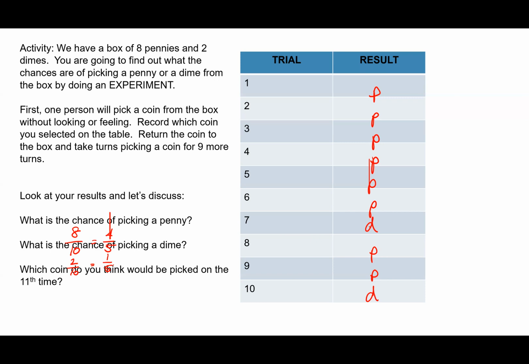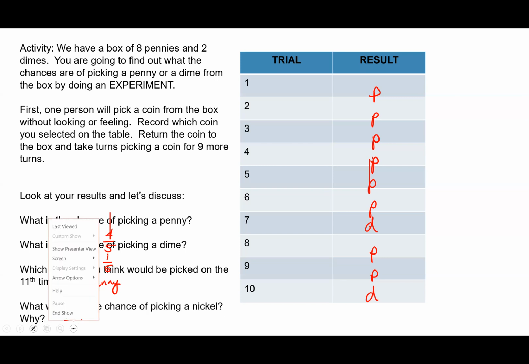Good. What coin do you think would be picked on the 11th trial based on our probability? A penny. Good. What would be the chance of picking a nickel? 0 out of 10. Good. 0%. Whoops. Okay.